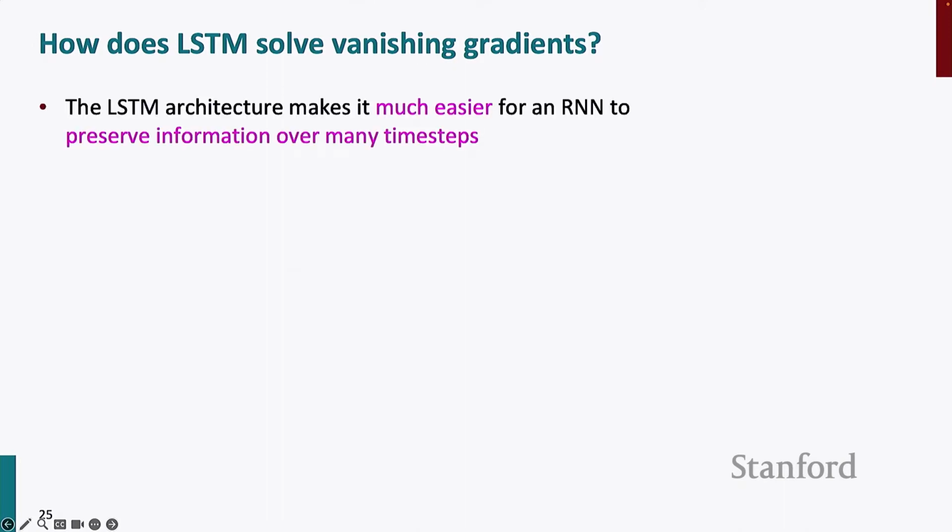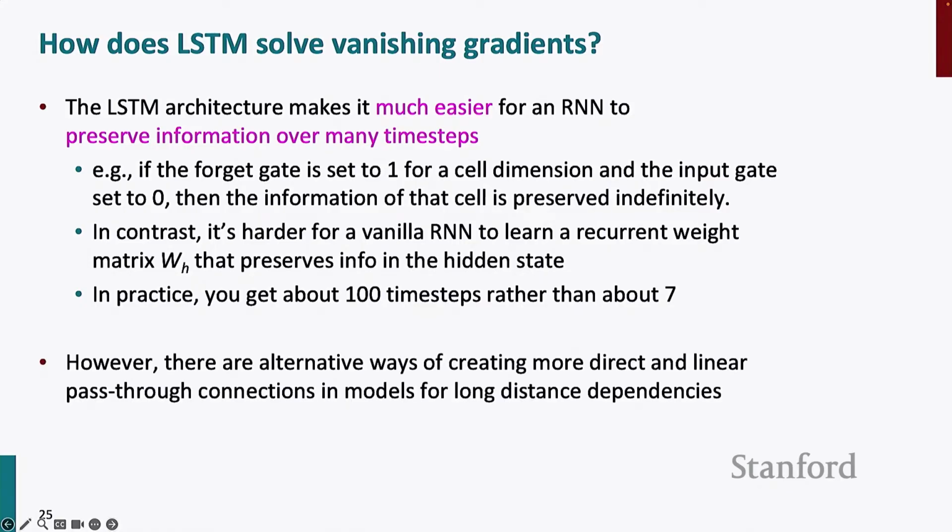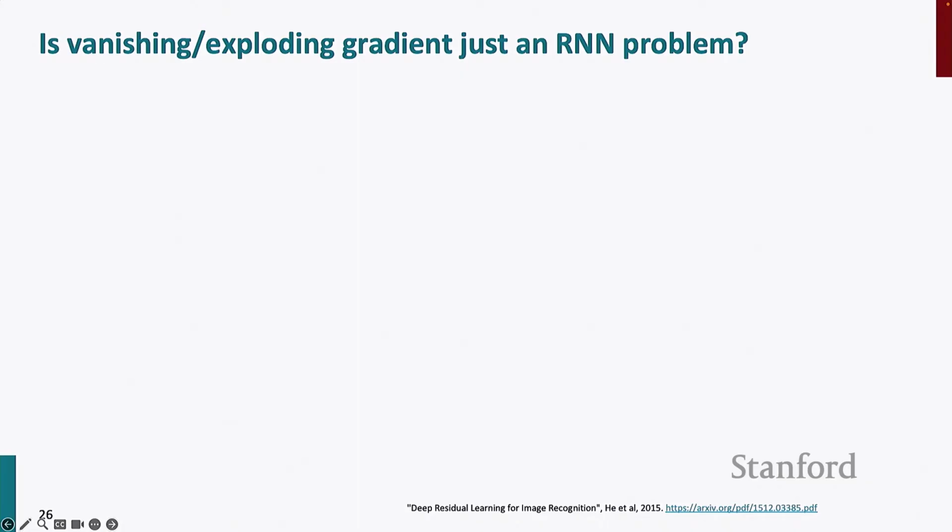Okay, so the LSTM architecture allows you to preserve information over many time steps in the cell. If you set the forget gate to 1 and the input gate to 0, you're just linearly passing along the same information in the cell indefinitely. It's not the only way that you can do long-distance information flow, and we're going to look increasingly in future lectures at other ways to do it, and think about other architectures. But there's a question.